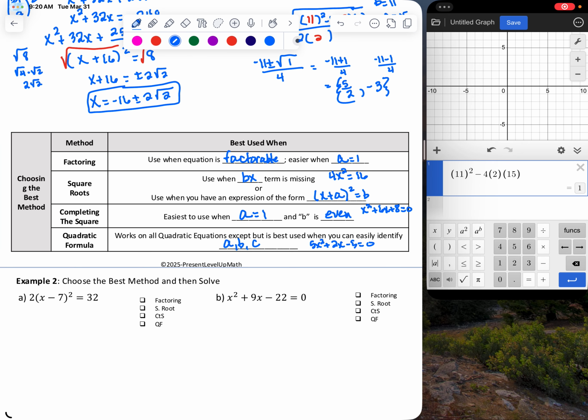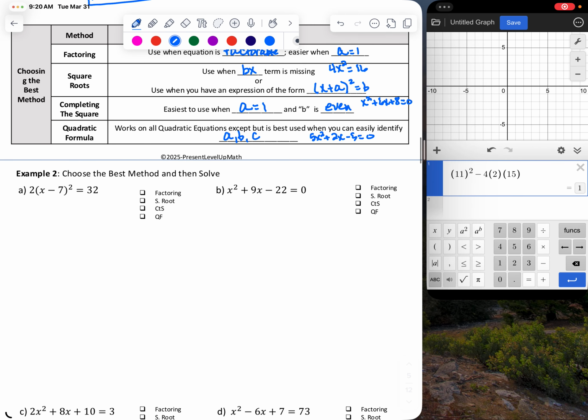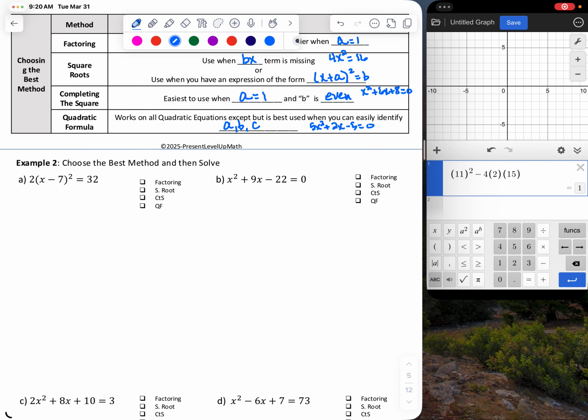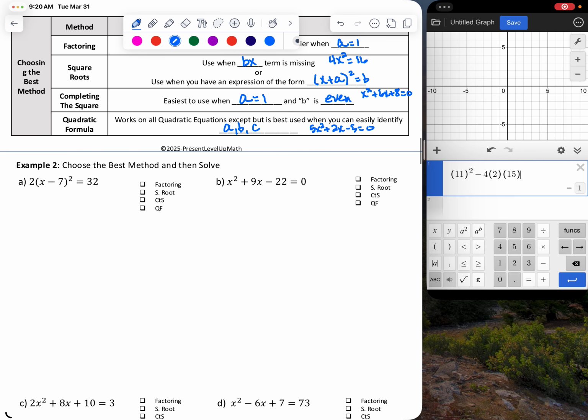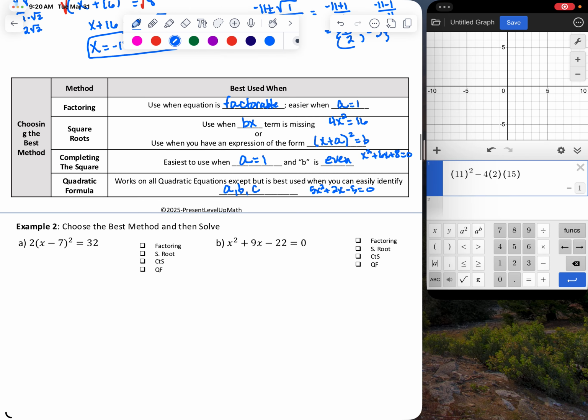Now, in example 2, it says choose the best method and then solve. So I have 2 times the quantity, x minus 7 squared, equals 32. So let me go back and look at my box here. I'm going to use square roots because it's easy to use when you have x plus a quantity squared equals b. Now, before I can solve by square roots, I need to remove that 2. So I'm going to divide this side by 2 and this side by 2.